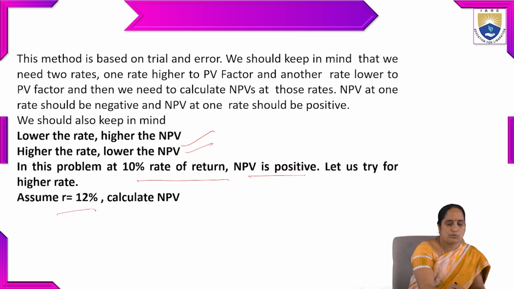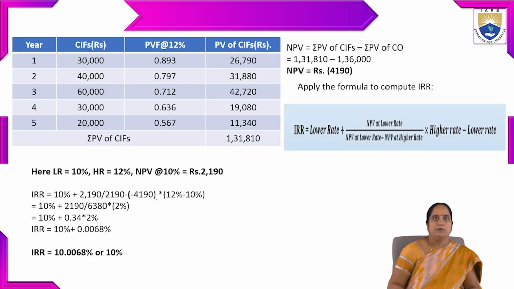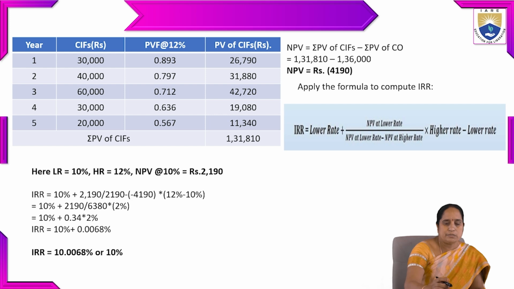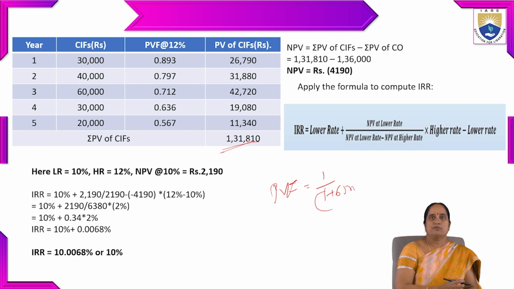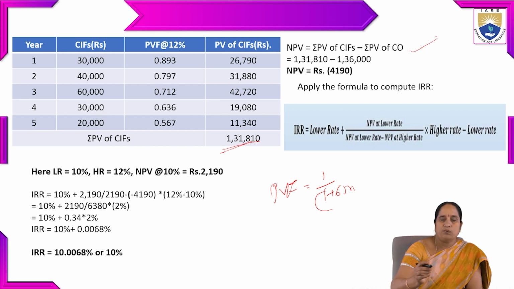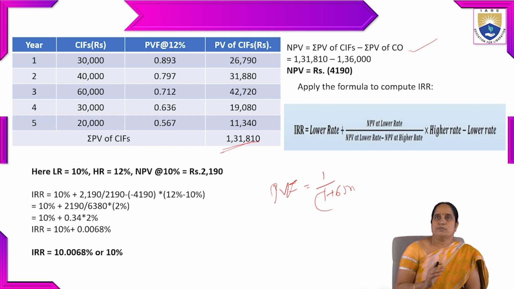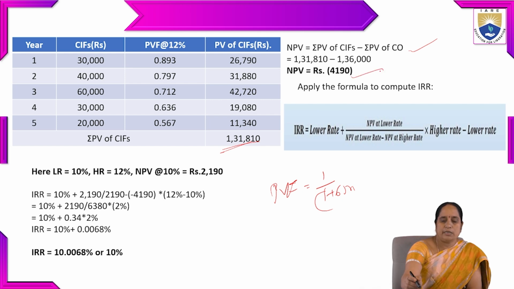So I have assumed R is equal to 12% and again calculated NPV. If R is equal to 12%, then I have generated the PV factors using the same formula: PV factor is equal to 1 by (1 plus R) whole to the power of n. Then multiply cash inflows with PV factors and find out present value of cash inflows. Then the sum of this present value of cash inflows is 1,31,810. Then substitute in this formula: NPV is equal to sum of present value of cash inflows minus sum of present value of cash outflow. Here we got negative NPV.